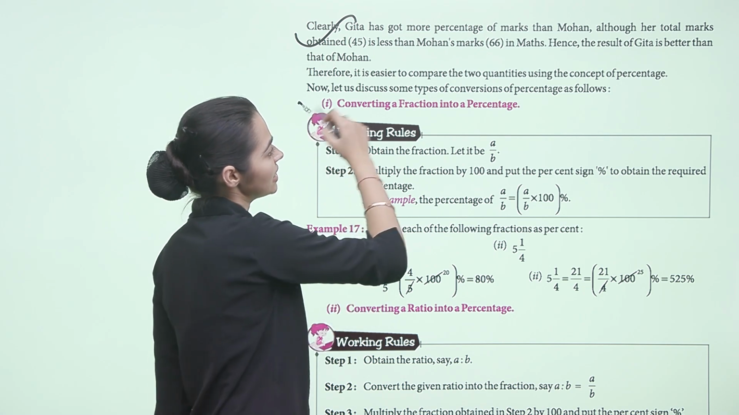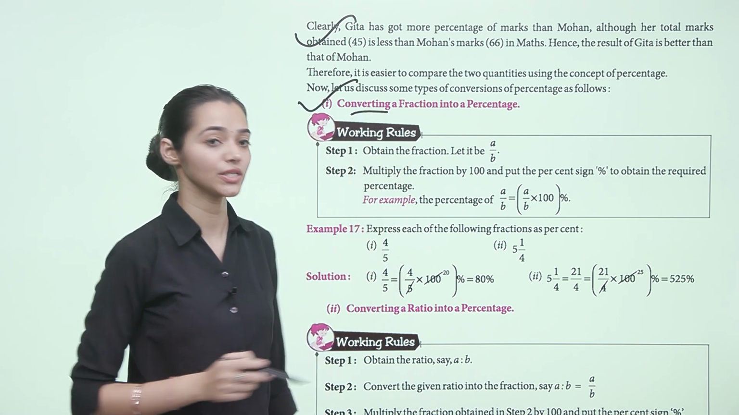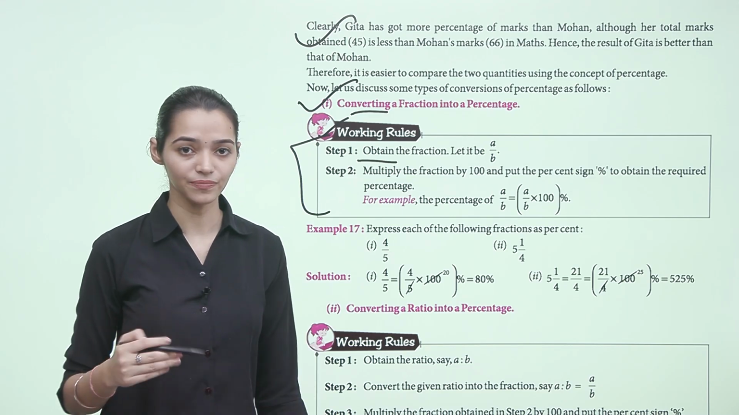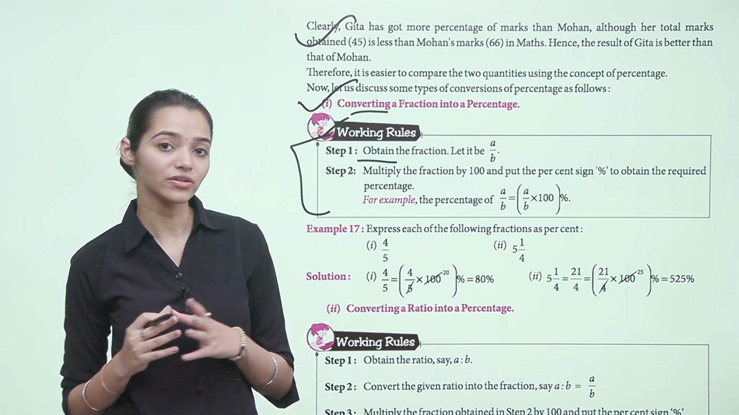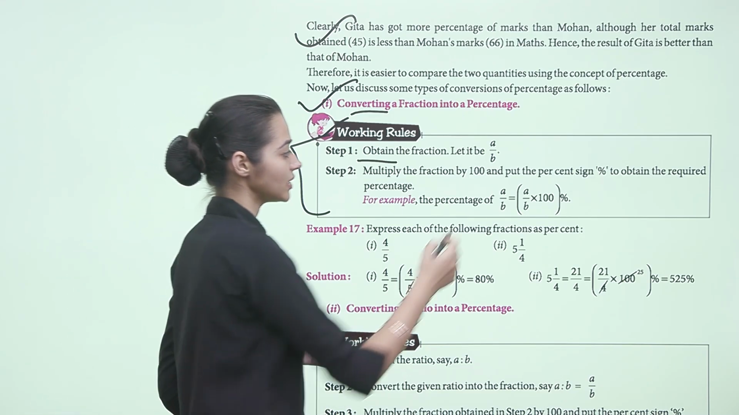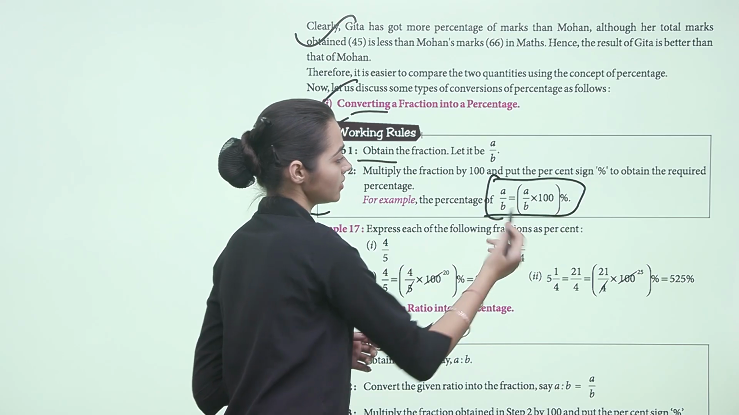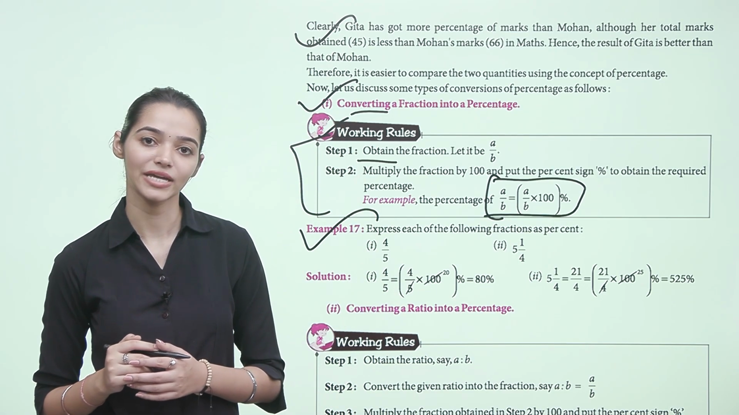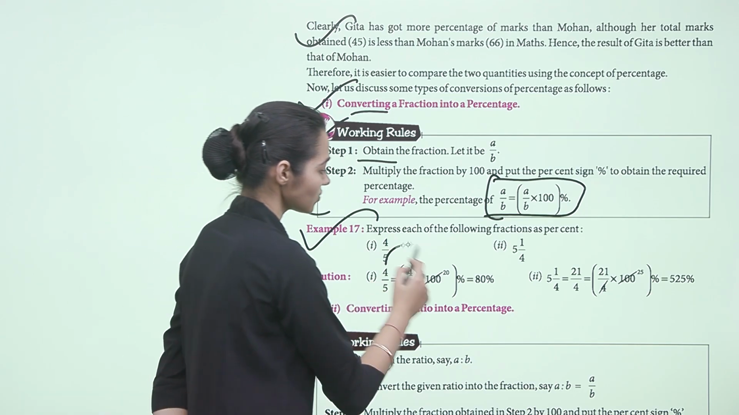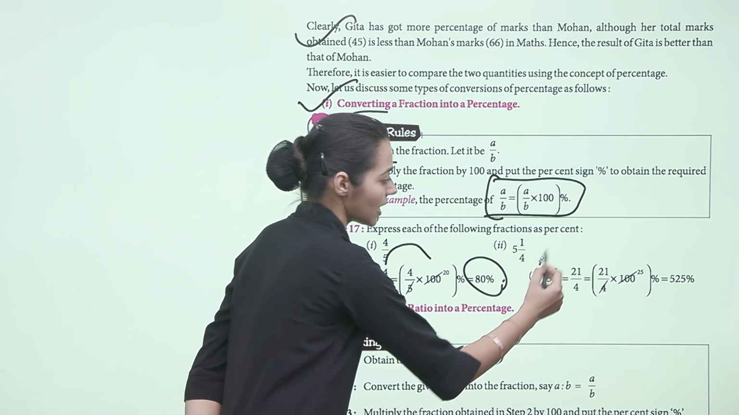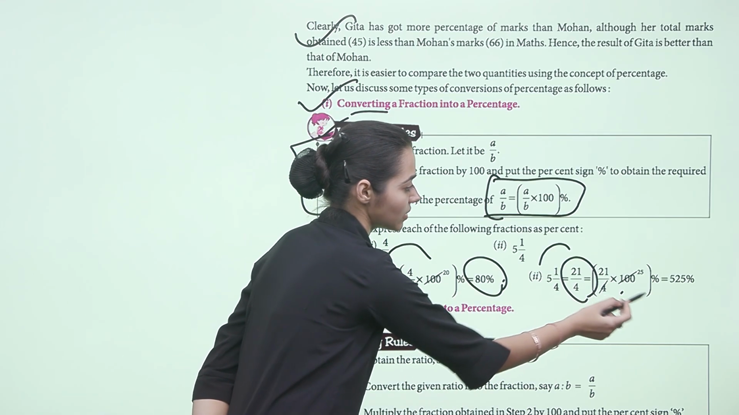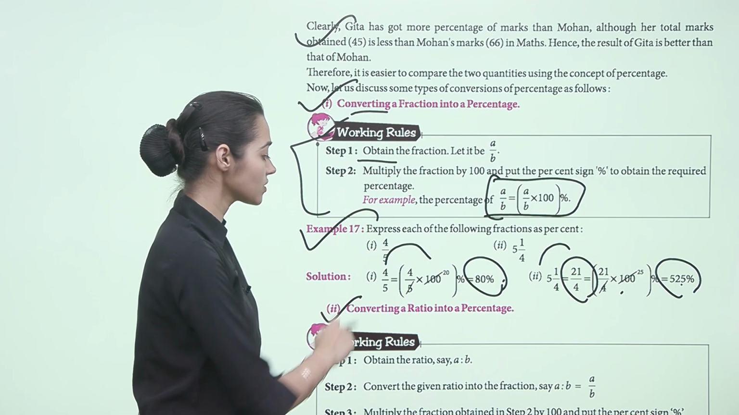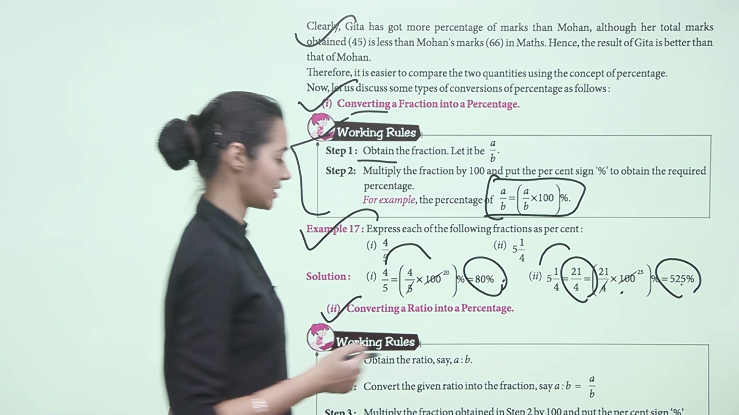Let's start with converting a fraction to a percentage. Here are the working rules. Firstly, we obtain the fraction, let it be a by b. Then we multiply the fraction by 100 using the percentage symbol, that is a by b into 100 percent. In example number 17, we have to express each of the following as a percentage. So 4 by 5 into 100 is 80%, and when we convert the mixed number into an improper fraction and then multiply by 100, it becomes 525%.